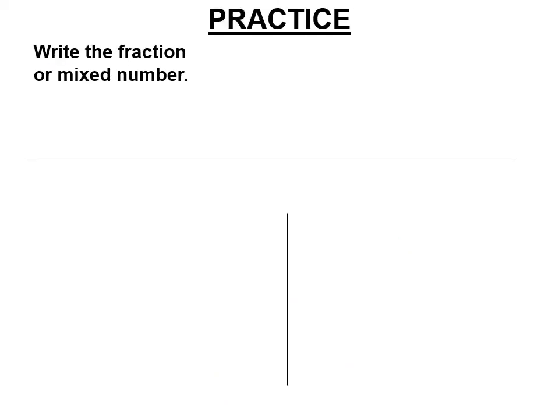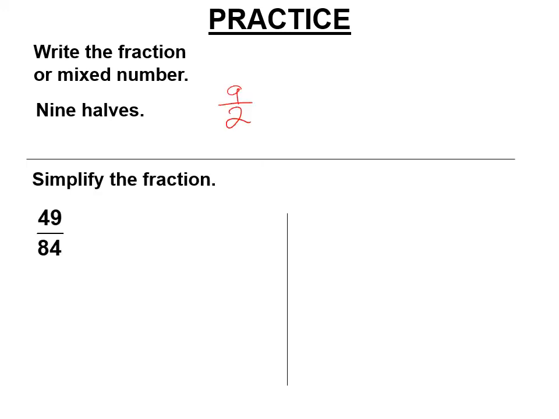All right, so let's practice. How do you write that? So 9/2 is that. So let's simplify both of those. Well, 49 and 84 both are on the 7 times table. 49 divided by 7 is 7. 84 divided by 7 is 12. That simplifies to 7/12.